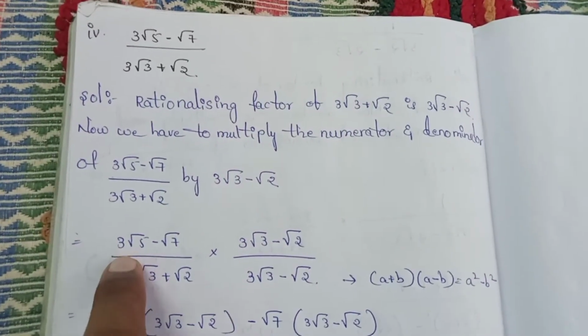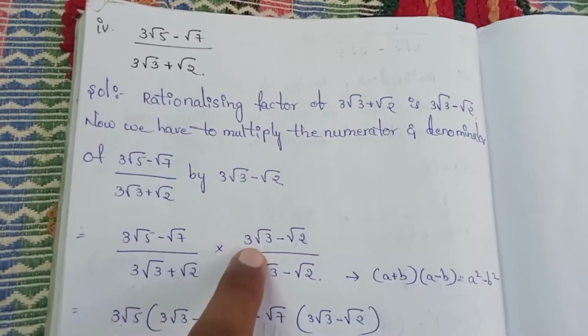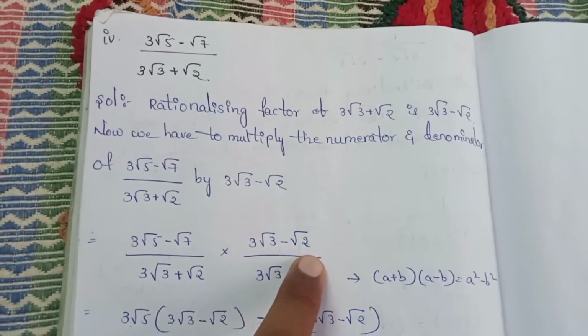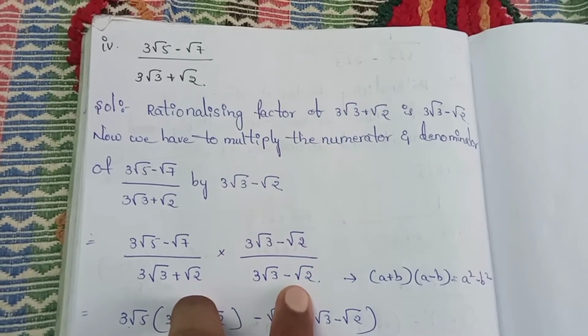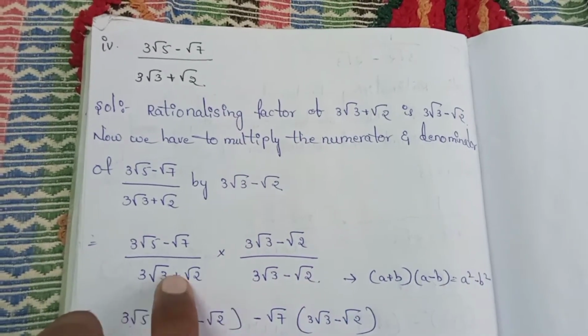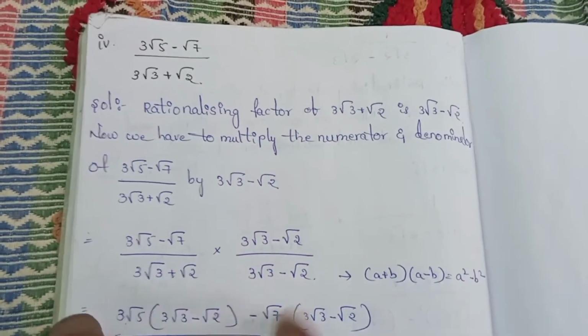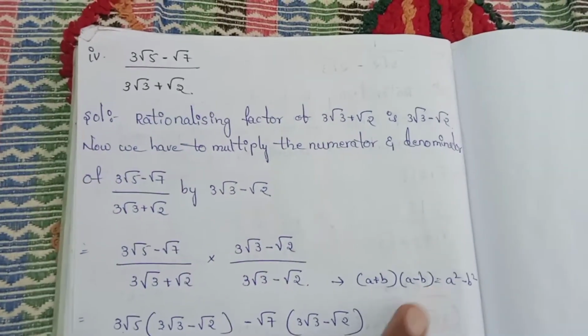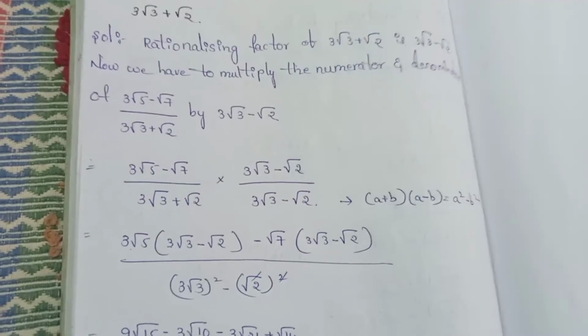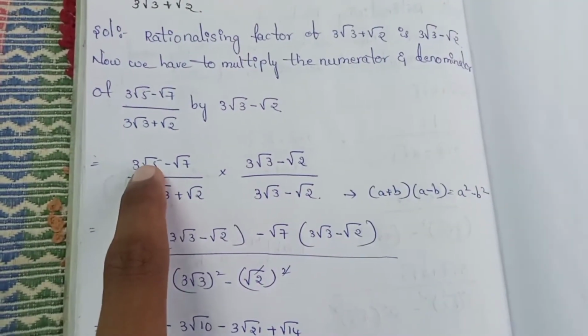See, observe it very carefully. The signs in the numerator are not in the denominator, so we have to multiply it separately. See, observe in the denominator, the a signs are equal and the b signs are equal. A plus b into a minus b is equal to a square minus b square. Now we have to multiply the numerator separately.